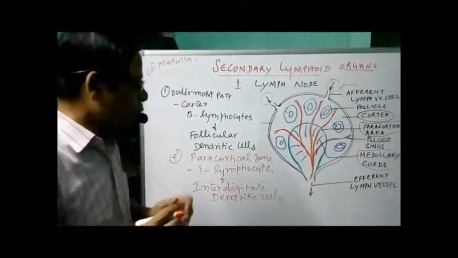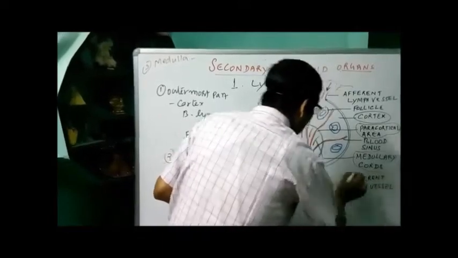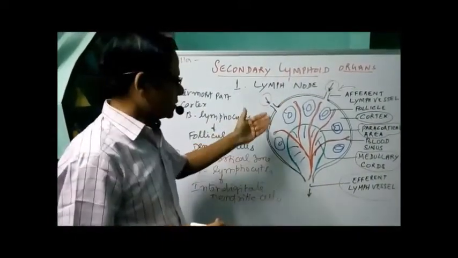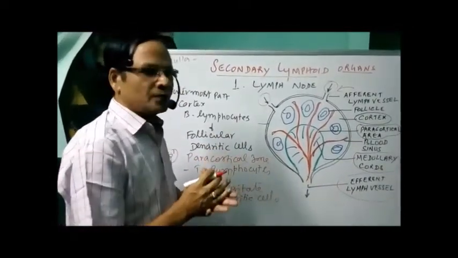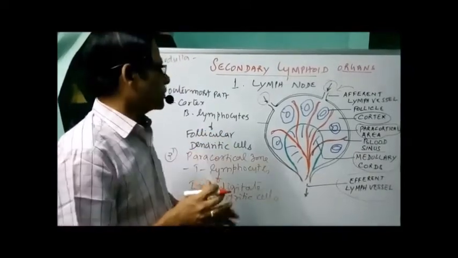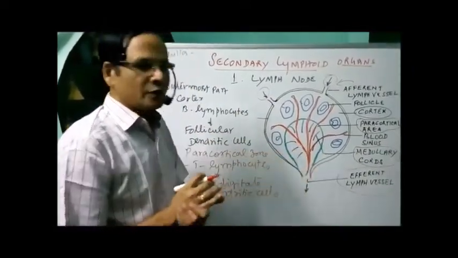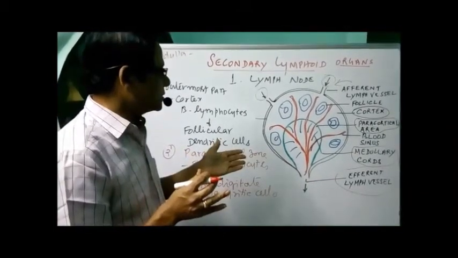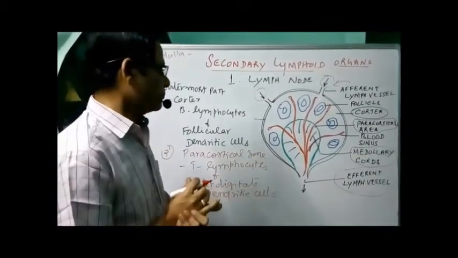But we have only one vessel leaving the lymph node, called the efferent lymph vessel. So there are many afferent lymph vessels, the entering vessels, and only one efferent lymph vessel. As the lymph enters, it percolates slowly through the three regions and then leaves through the efferent lymph vessel. So it gives enough chance for the antigens to be exposed to the macrophages, the phagocytic cells.